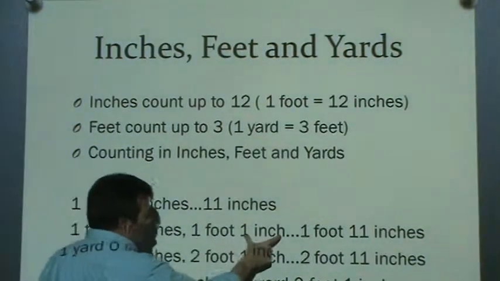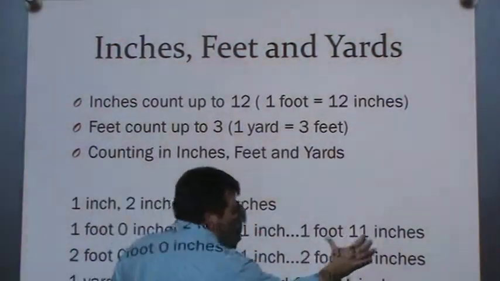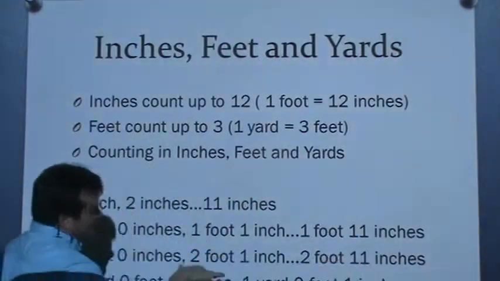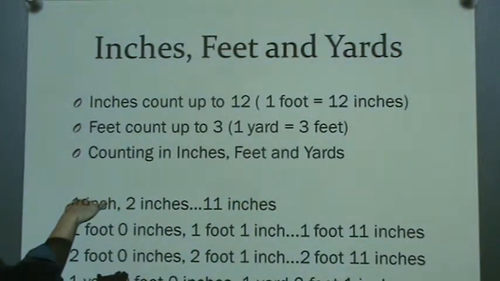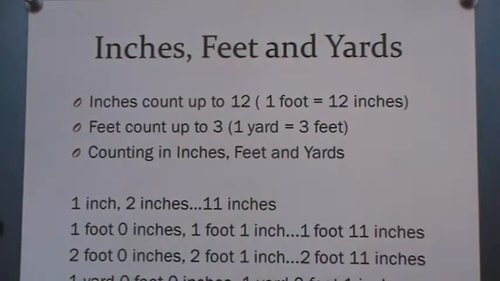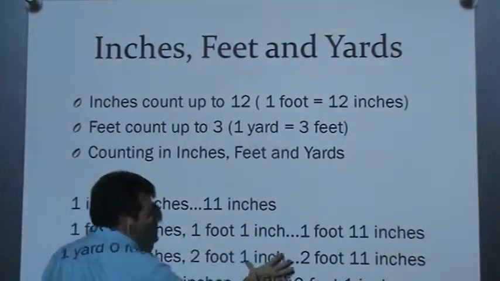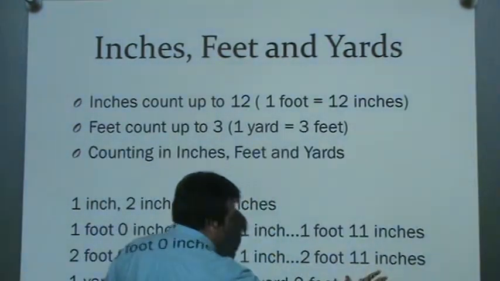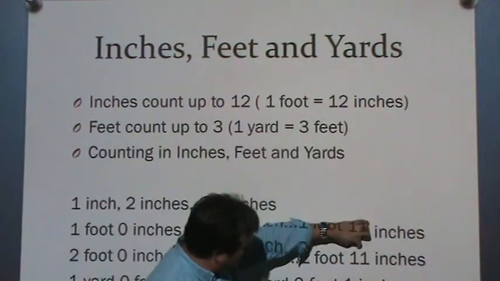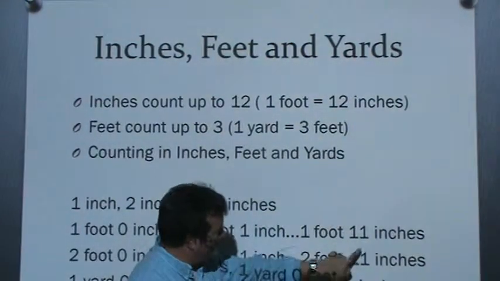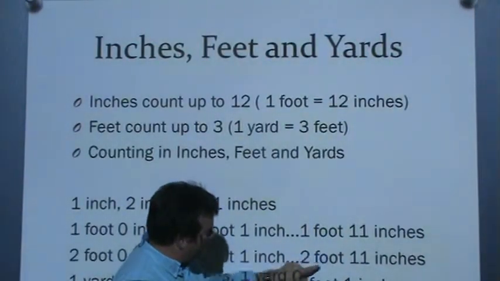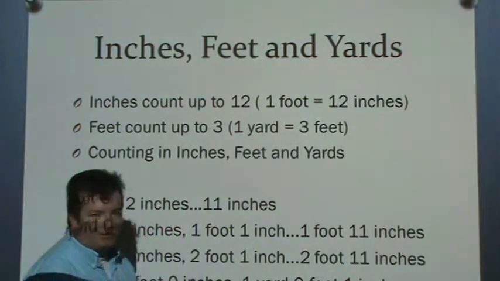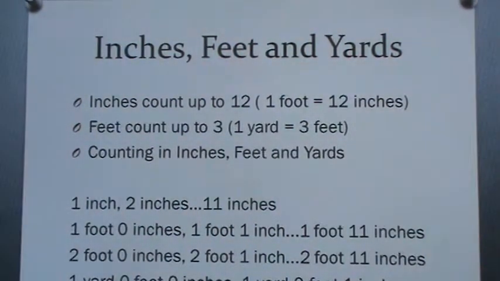Then we'd go to 1 foot 1 inch, and we'd keep adding 1 until we hit the limit again. So in this case, inches count up to the highest one, 11, and then it goes back to 0. Then we go to 2 feet 0 inches, 2 feet 1 inch, and we work our way up to 2 feet 11 inches. And now this 11 goes back to 0. We add 1 to the next one, but when this one hits 3, so there's a lot of memorizing in this system, right? 3 feet is a yard, 12 inches is 1 foot. It's not like everything is 10, 10, 10, 10. This is a much more complicated numbering system, but yet we're all used to this.